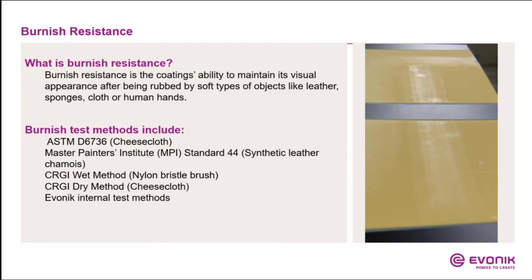There are many different test methods in the market to test the burnish resistance of interior wall paints. On one hand, there's an ASTM method, which uses cheesecloth to rub over the surface. There is another test method from MPI, the standard 44, which uses synthetic leather. From CRGI, you find different test methods, a wet method and a dry method. CRGI stands for Coating Research Group. And we have also developed some internal test methods in Evonik.